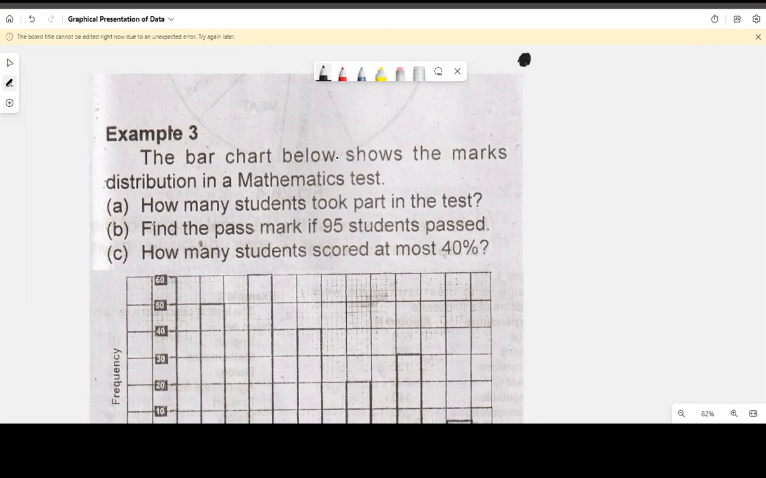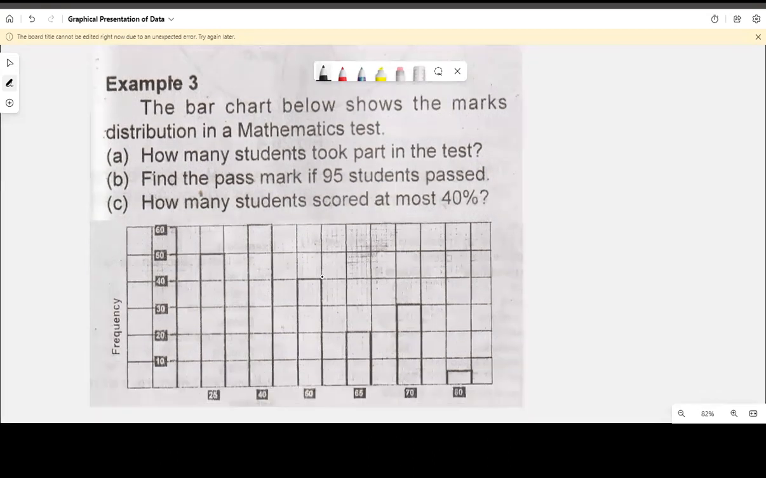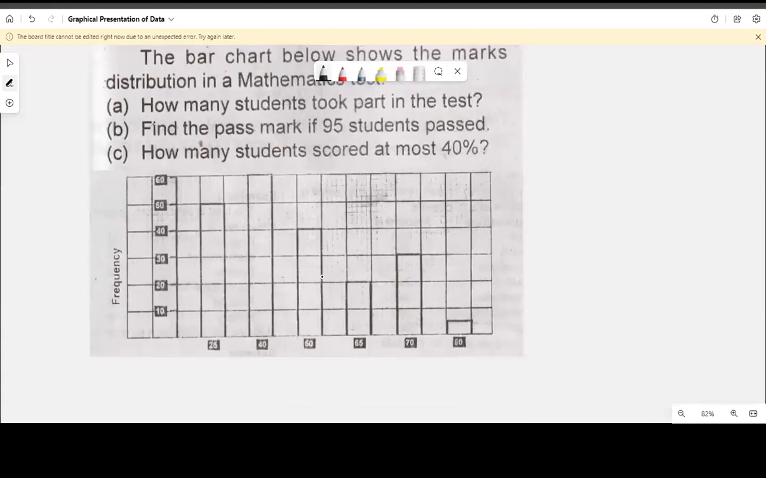The question says the bar chart below shows the marks distribution in a mathematics test. How many students took part in the test? Find the pass mark if 95 students pass. How many students scored at most 40%? So how can we answer questions like this? Okay, the first one says how many students took part in the test?